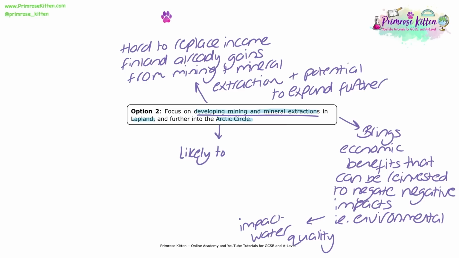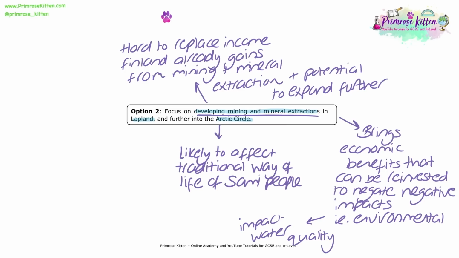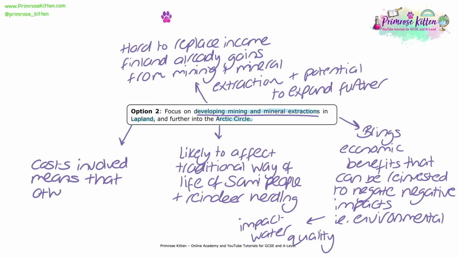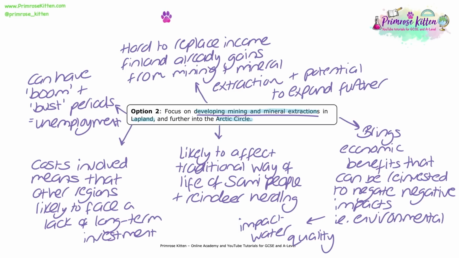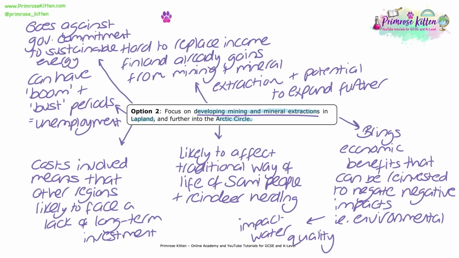However, in weighing up this option, you might want to consider the likely effect that it would have on the traditional way of life of the Sami people and reindeer herding. You might also consider that the costs involved in mining and mineral extractions would mean that other regions would likely face a lack of long-term investment. Furthermore, these industries can have boom and bust periods, which might lead to unemployment. And finally, that developing such operations goes against the commitment of the Finnish government to developing sustainable energy.